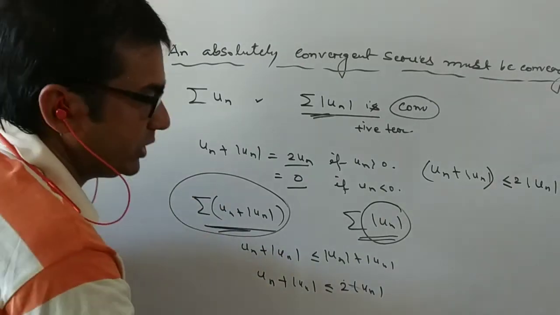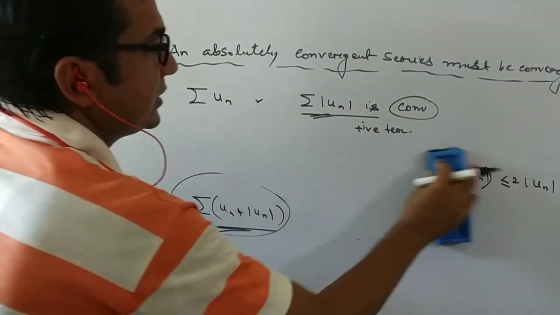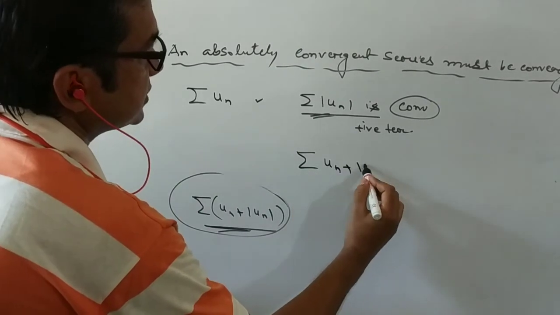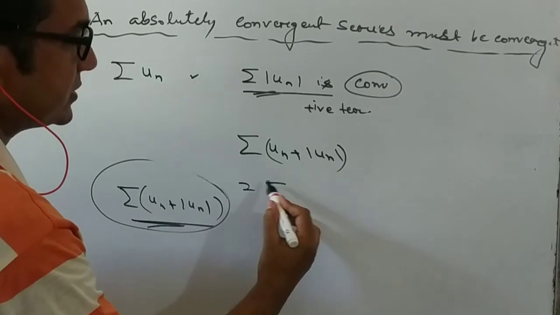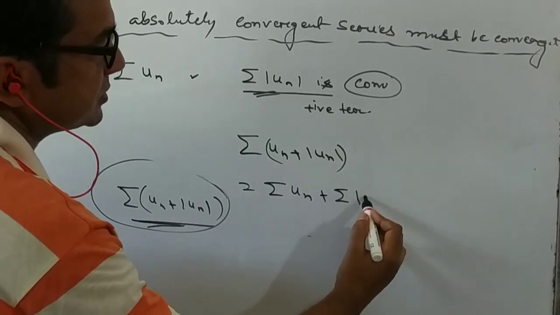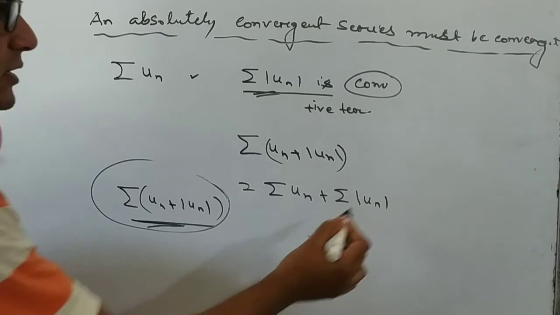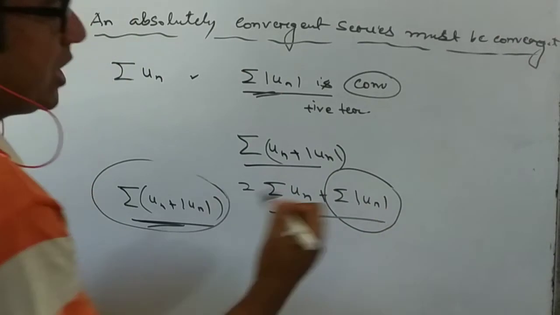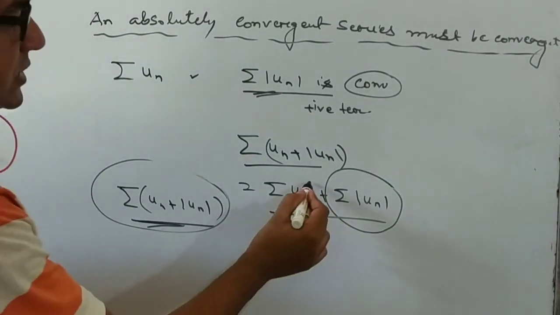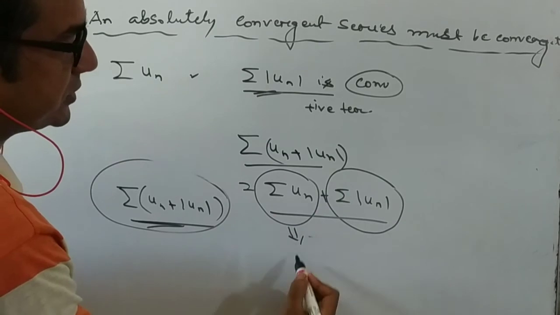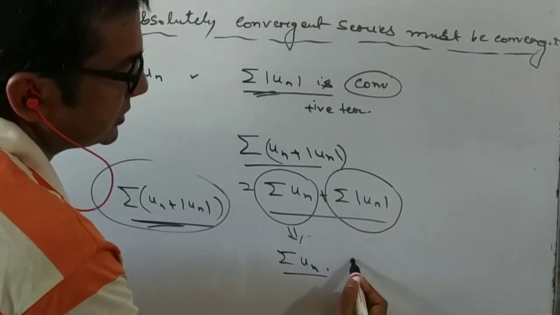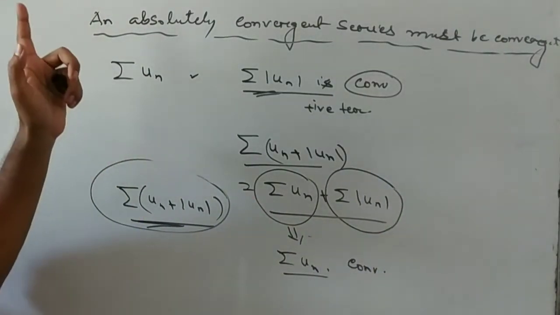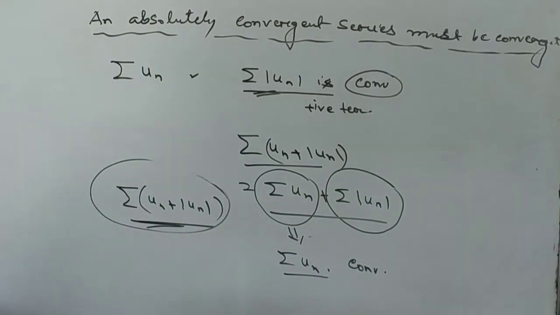Okay, so we get that this series is convergent. Summation un plus mod un is written as summation un plus summation mod un. Here this series is convergent, it is given. Also this series, that is the sum of these two series, is convergent. So we must have this series also convergent. Summation un is convergent. Okay, so this is the proof of this theorem, that an absolutely convergent series must be convergent.